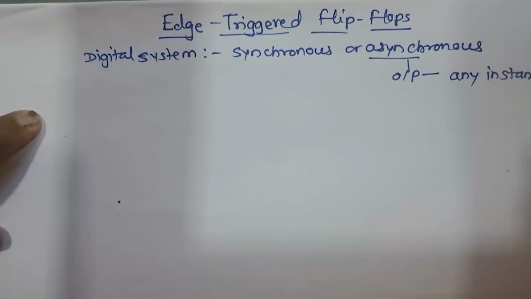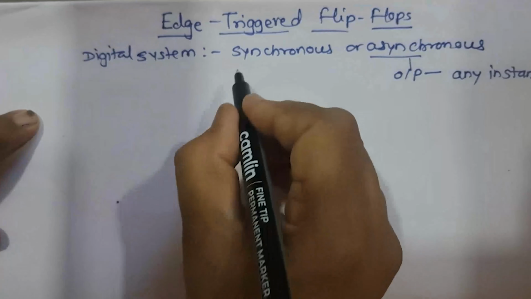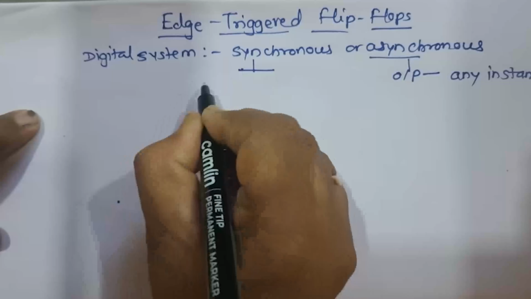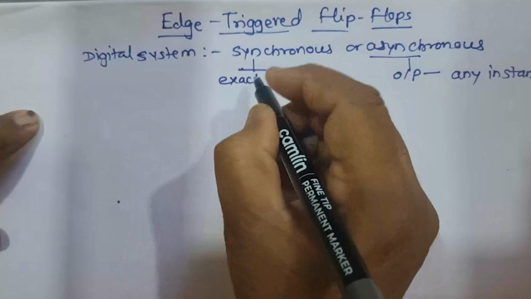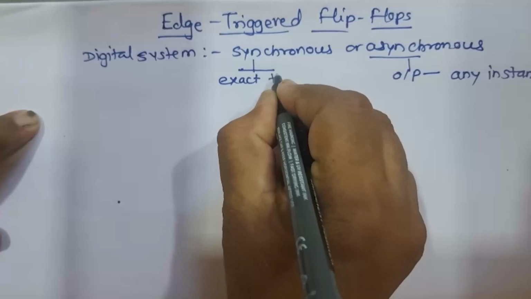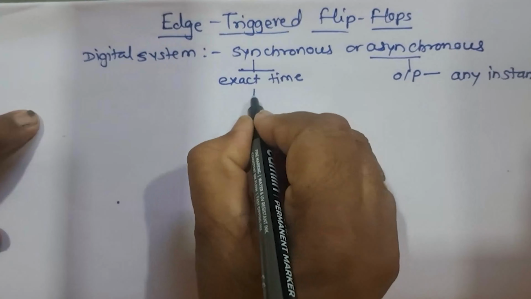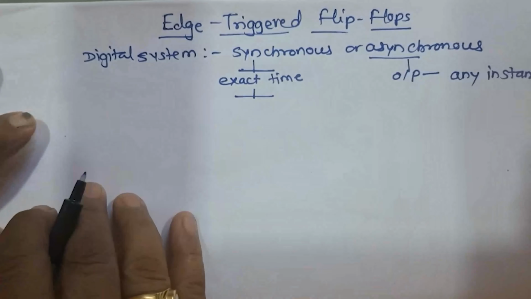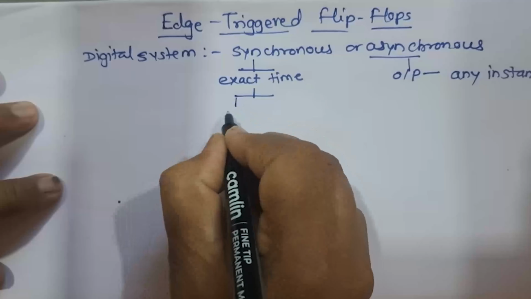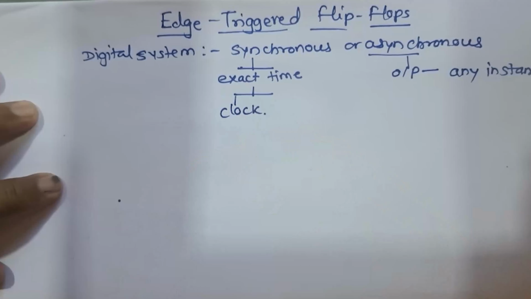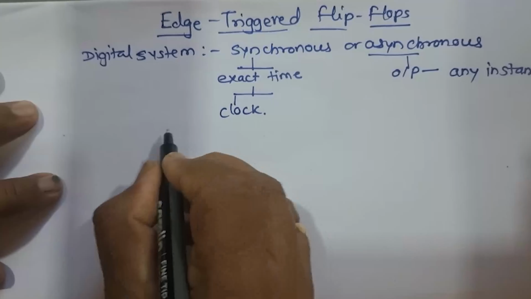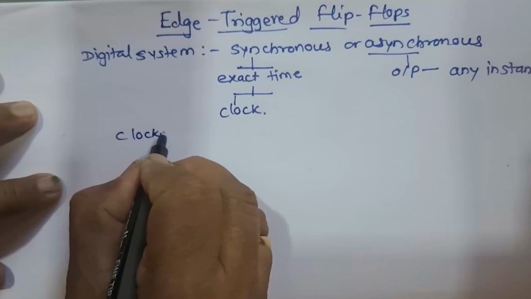While in case of a synchronous system, the output will change at the exact time at which the input will change along with the clock. So commonly, a signal is given which is called a clock. The flip-flops using the clock signals are called clocked flip-flops.